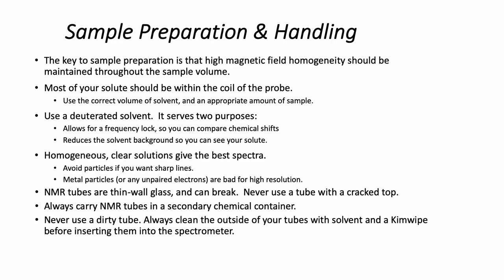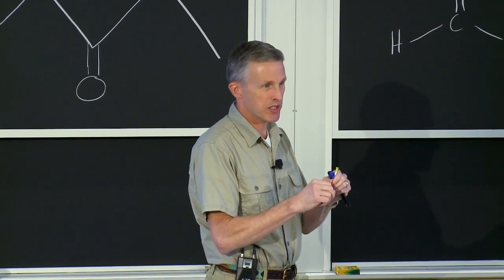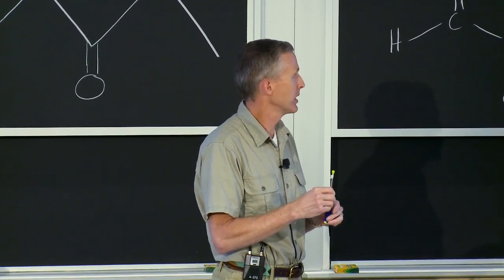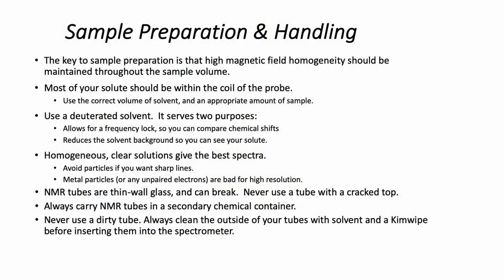NMR tubes are the very thin glass-walled tubes, so be careful with them. If you snap this, you can easily stick it in your hand, so be very careful with that. Use a deuterated solvent when you're preparing your samples. I think you'll be given that by your TAs anyways. And never put a dirty tube in the instrument. You should always clean the tube off on the outside.